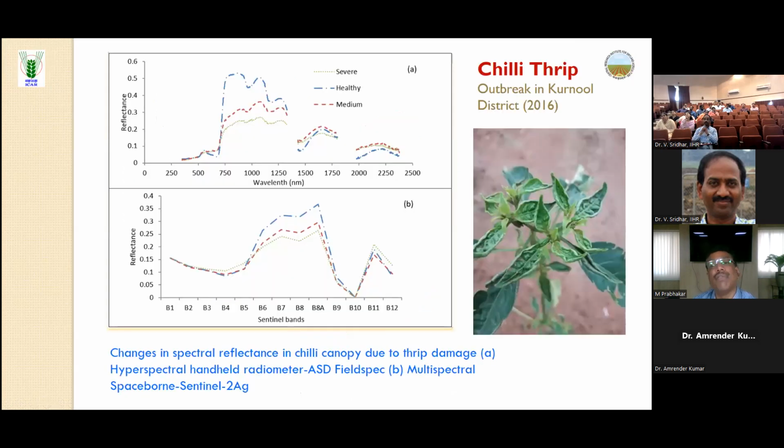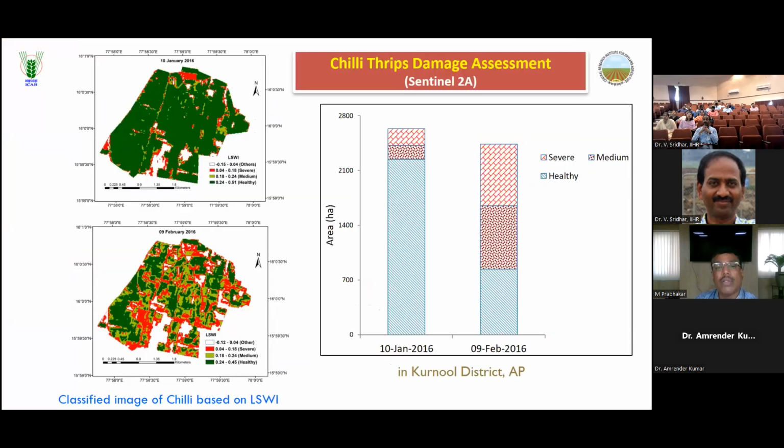Now case study 4. This is chili thrips, which started from 2016-17 onwards, devastating several parts of this country. It started with Karnataka, then Andhra Pradesh, and then the entire country. The top one is the satellite acquired spectral signatures. The bottom one is the ground-based spectral signatures. Both are almost similar. Then we tried to use this for detection using satellite data.